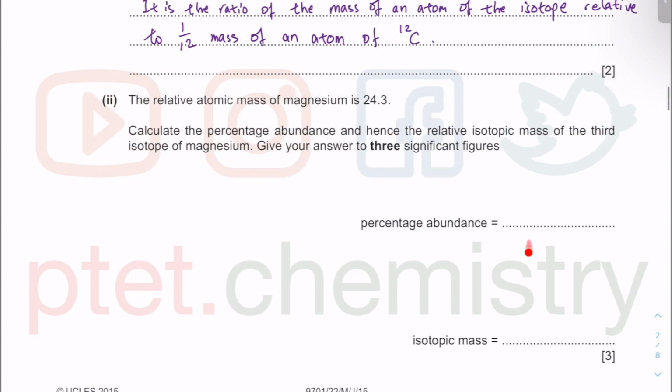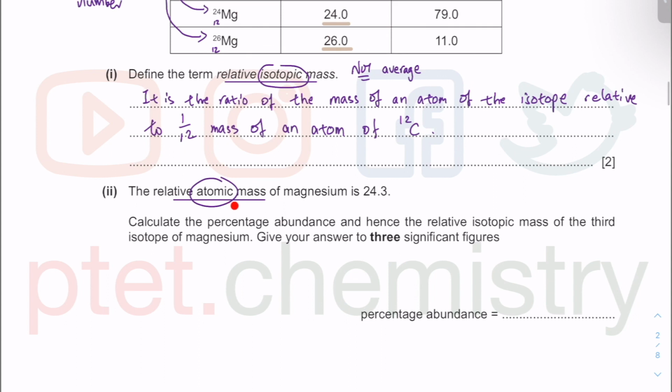Now this is a calculation level question. We are told the relative atomic mass, which is to do with the average mass of all the isotopes relative to 1/12 the mass of an atom of carbon-12, the average mass comes down to 24.3.